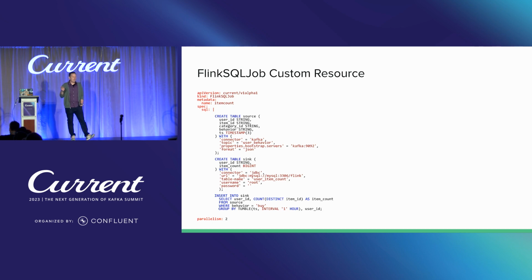Once I write a CRD, I can then create a custom resource. And here you see that I basically just have a SQL field, and I threw in parallelism for good measure, right? But basically, I have a YAML file with SQL in it, right? That's it.